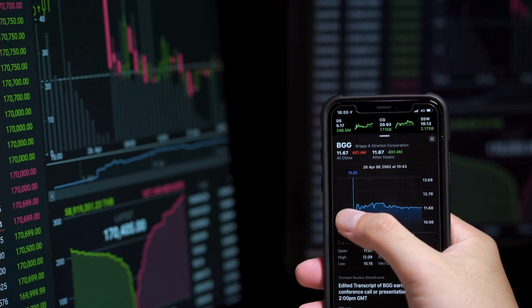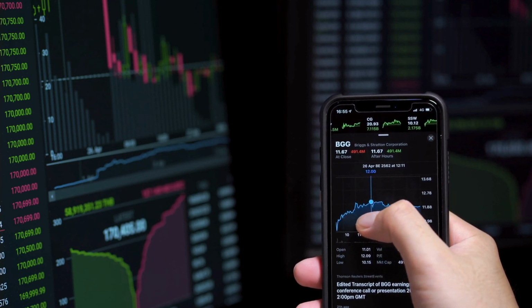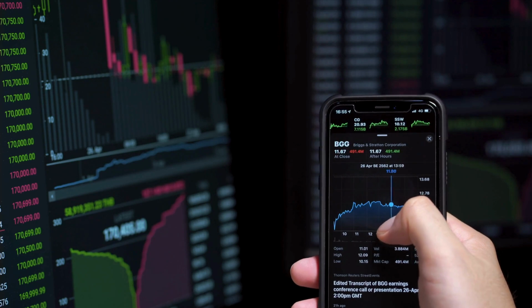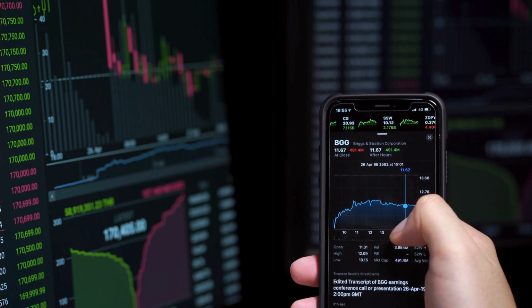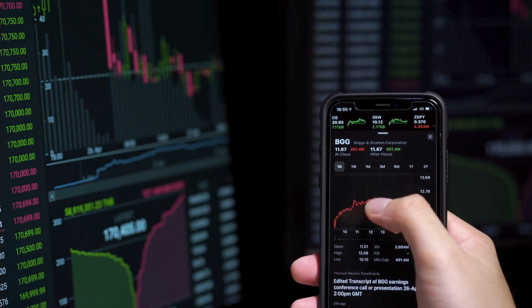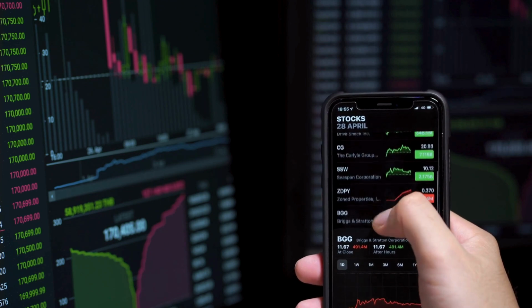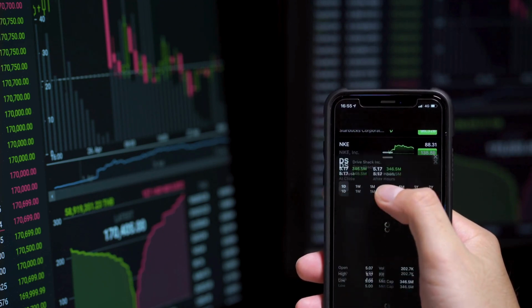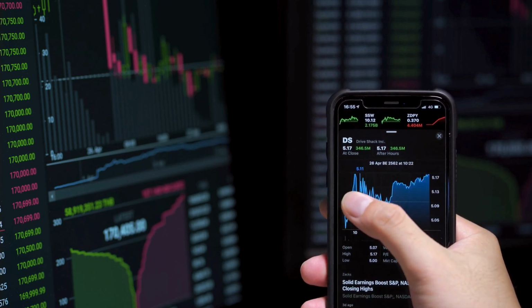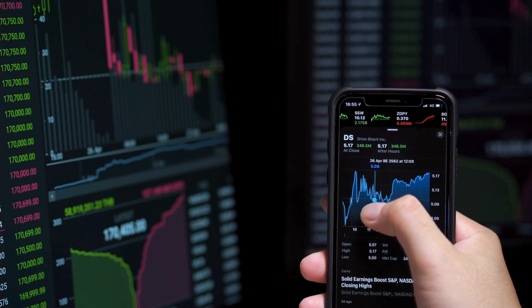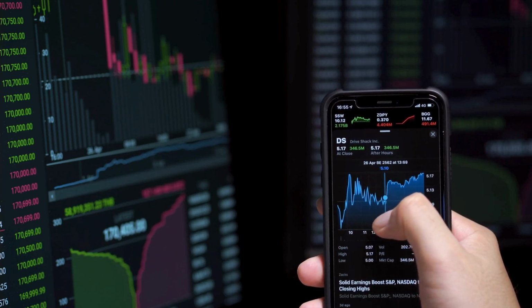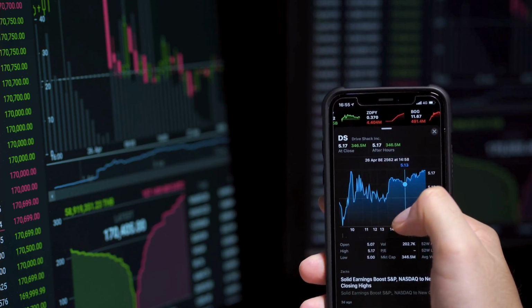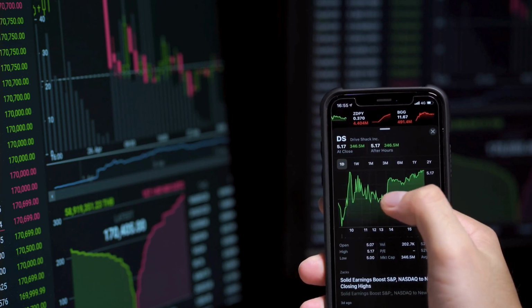Not by guessing direction, but by trading movement itself. Buy volatility when it's cheap and fear is low. Sell volatility when it's expensive and panic is high. Use defined risk setups like iron condors, straddles, and calendar spreads to stack the odds in your favor. Stay disciplined, stay informed, and track your results separately from your directional trades because volatility is a whole different game.